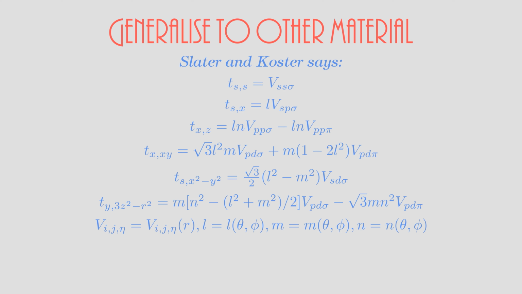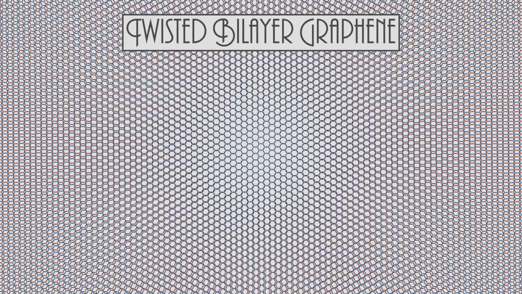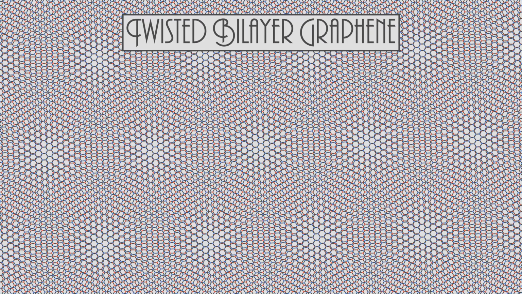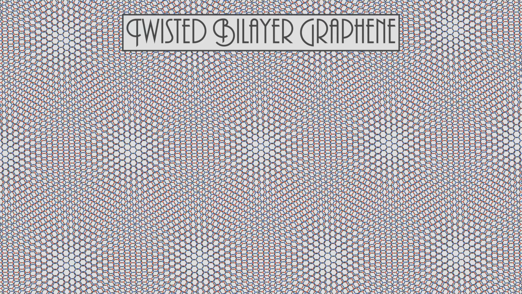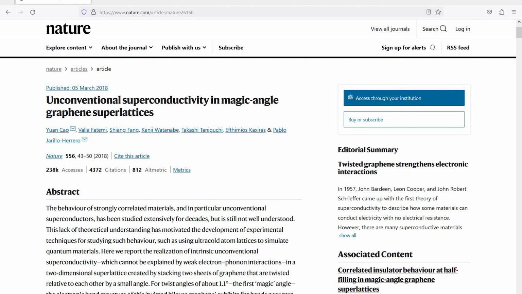At this stage, you might wonder, is there any researcher who successfully discovered some new material using tight binding model? Yes, in 2011, Rafi Bistritzer and Allan MacDonald used a modified version of tight binding model to model a twisted bilayer graphene. They predicted that if the twist angle is equal to 1.05 degrees, something magic is going to happen. 7 years later, Yuan Cao and Pablo Jarillo-Herrero discovered unconventional superconductivity and associated insulating state at this magic angle.